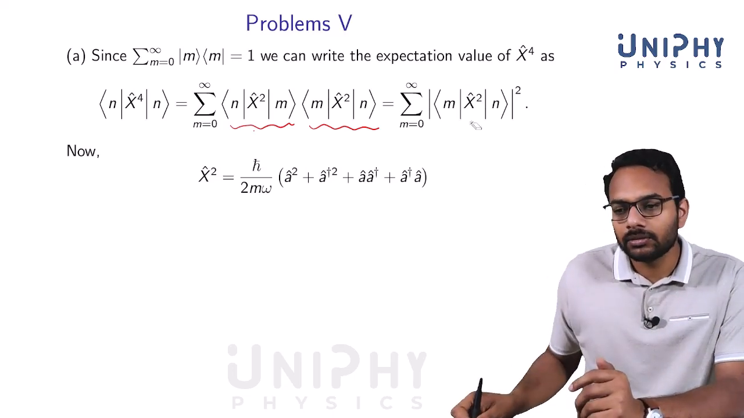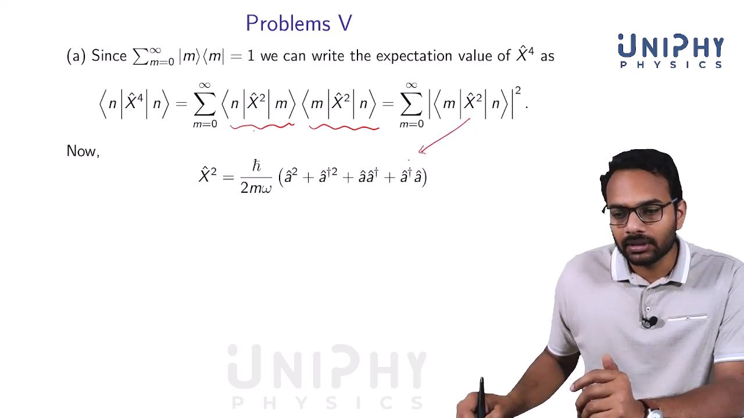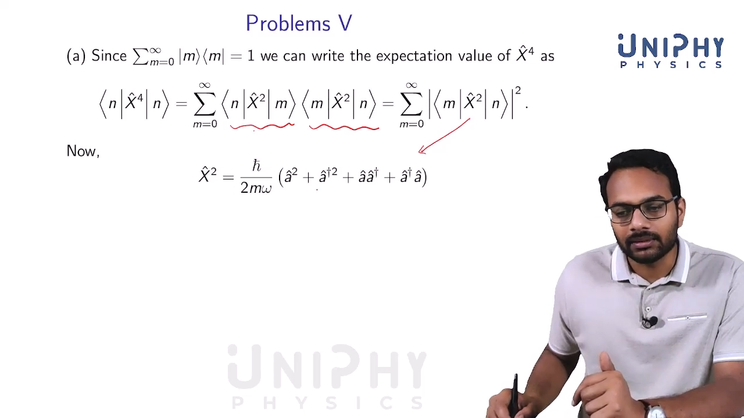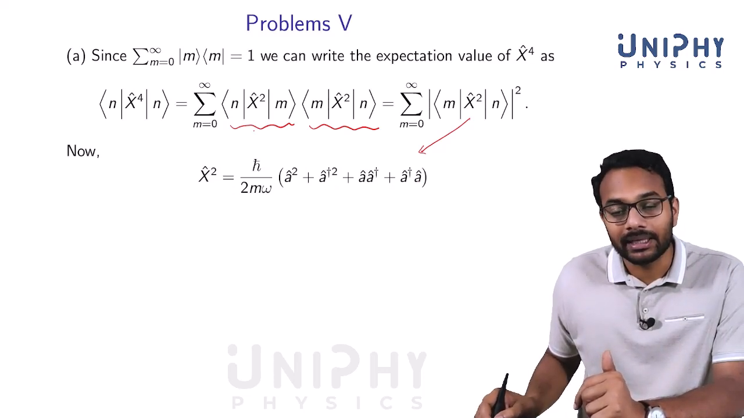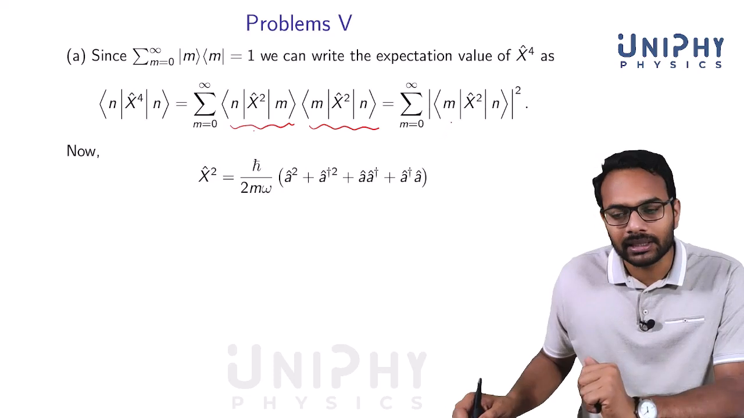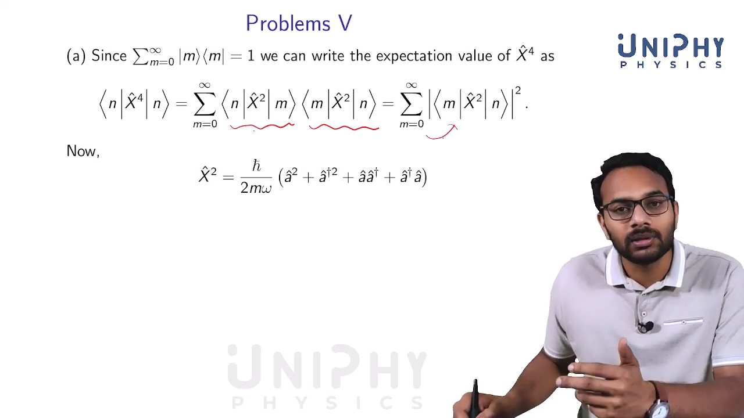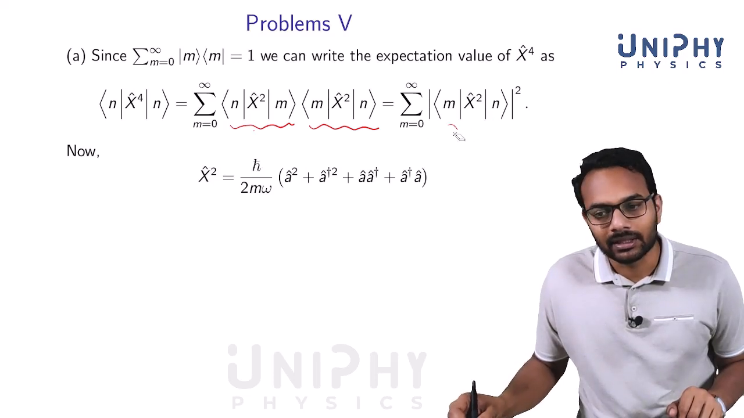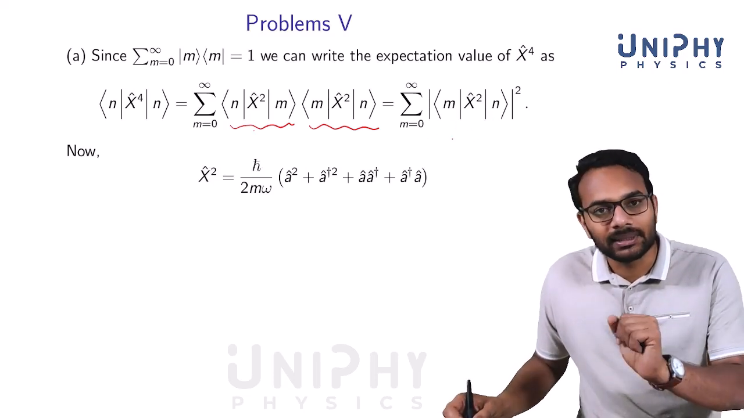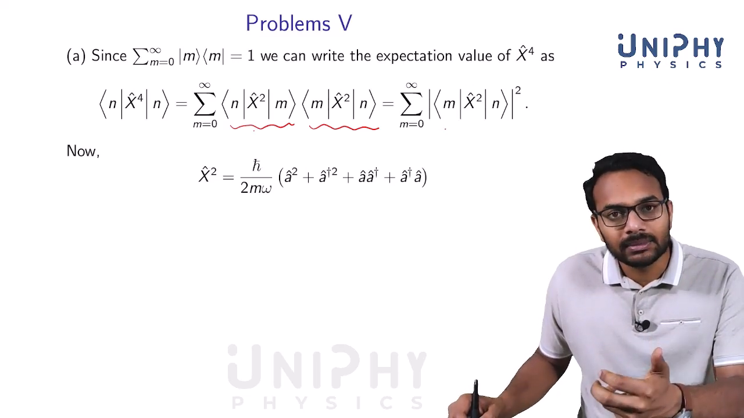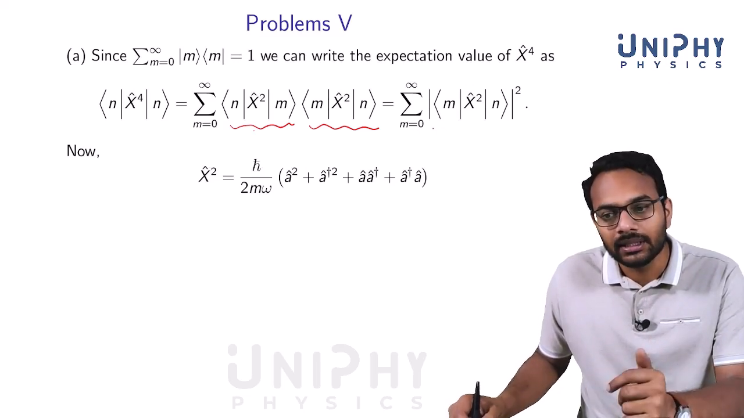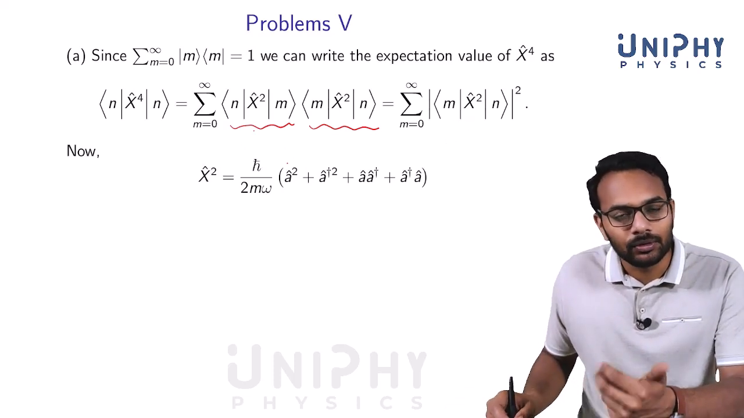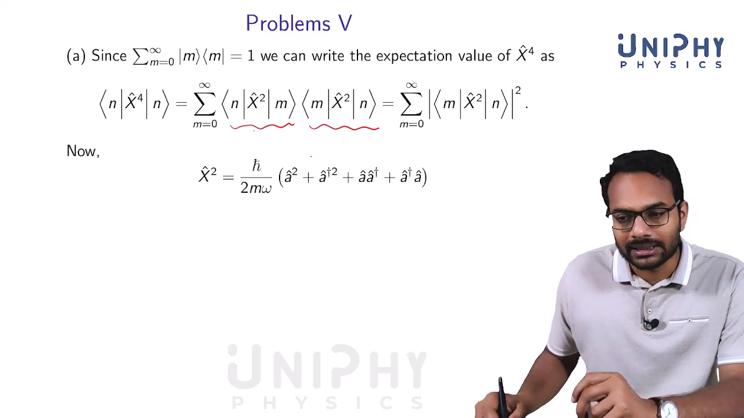Now we know x² already. We have written down x² in terms of a and a dagger. It's ħ/2mω times (a² plus a dagger² plus a dagger a plus a a dagger). Now we have to be a bit careful because this m takes all possible values. It's not the same thing appearing on both sides. We are not finding an expectation value. We are finding this matrix element, and there's an infinite summation, which means that all possible values of m should appear here. So let's look at each term separately.